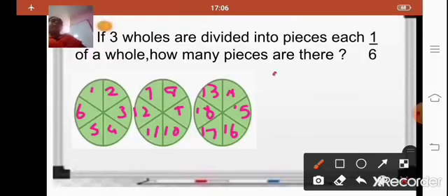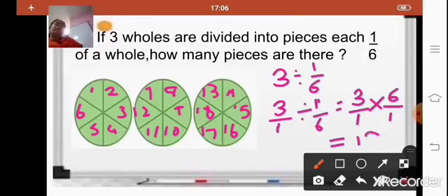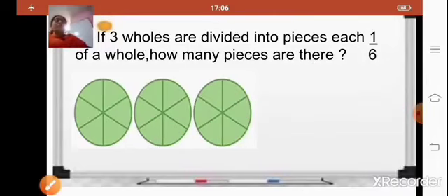So that means if these 3 wholes, if I'm dividing each into 1/6 part, that will be 3 upon 1 divided by 1 upon 6. So you are writing the reciprocal of 1 upon 6. That will be 3 upon 1 into 6 upon 1. So your final answer is 3 sixes are 18. So how many pieces are there here? 18 pieces. I hope you all must have understood that is division of a whole by a fraction.